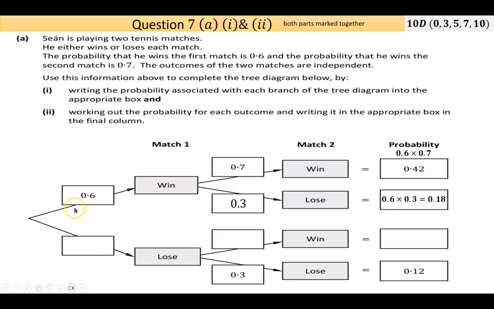Now, in the whole scenario, it was 0.6 the chance of winning the first match, which means there's a 0.4 chance of losing the first match. Now, he could lose and then win. We know the probability of winning is 0.7. We were told that. So the probability of losing and winning gives me a calculation of 0.4. Actually, that's a mistake here, I just fixed that. It's 0.4 times 0.7, which is 0.28. And that's it. That's the table filled in.